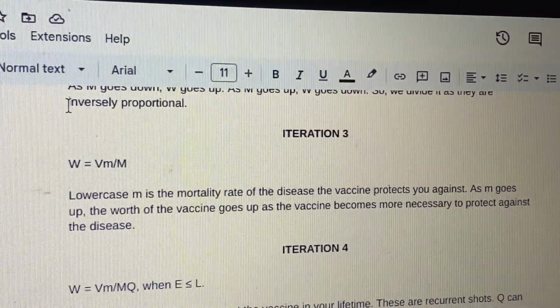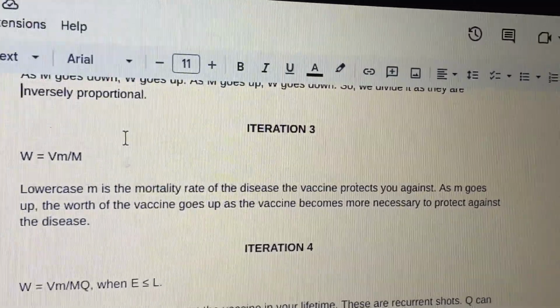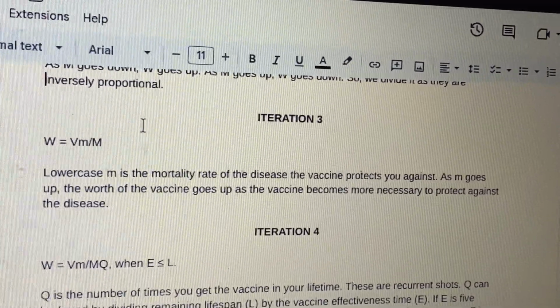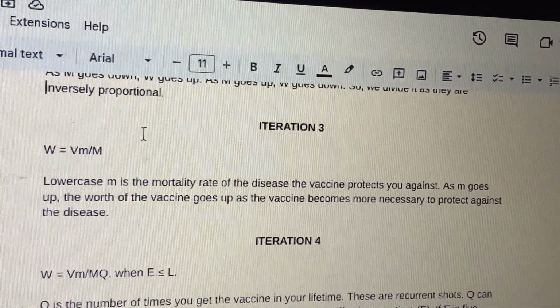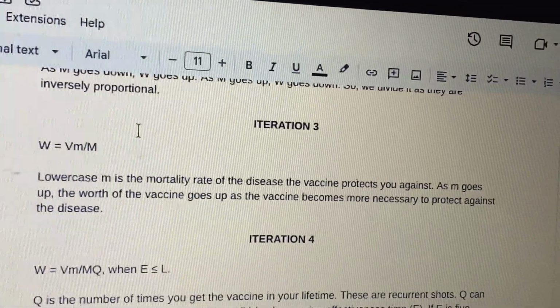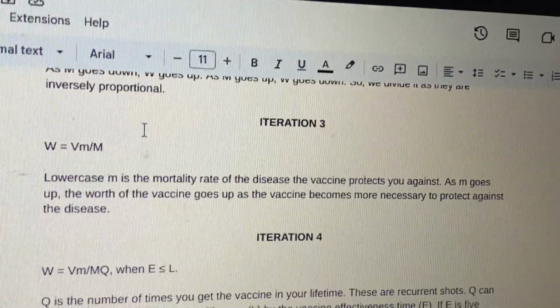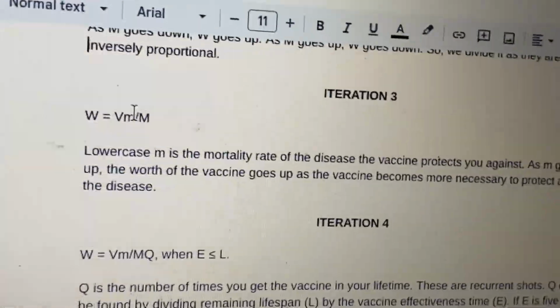Iteration 3, we include another variable. This is where the equation starts to get better. Lowercase m is the mortality rate of the disease the vaccine protects you against. As m goes up, the worth of the vaccine goes up as the vaccine becomes more necessary to protect against the disease. So both m's kind of go together.